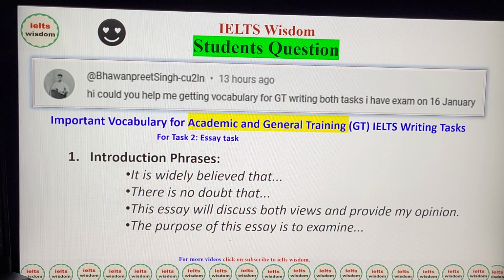Or you can also start your essay like this: This essay will discuss both views on whether global warming affects human beings as well as mammals or animals or everybody, and provide my opinion on how we can prevent that, okay? You can also open your essay with a phrase like, the purpose of this essay is to examine the main problems of global warming, okay? So in that way you can open your essay.